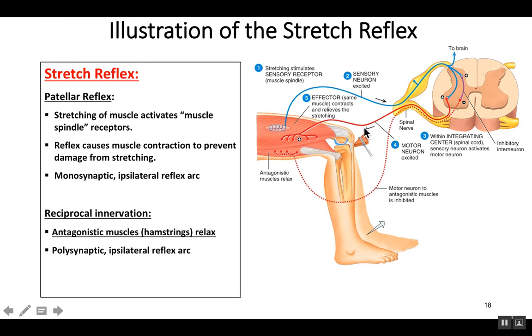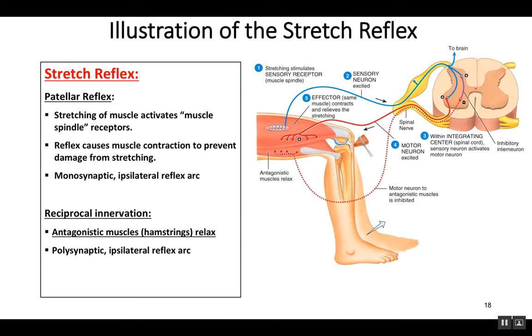So let's look at one that we're all familiar with. We probably all remember being tapped at our patellar ligament using this little mallet. And our leg jerked a little bit. This reflex is an example of a stretch reflex. So what are stretch reflexes? Well, when muscles stretch too much, that could cause damage. So a stretch reflex is actually protecting a muscle from damage due to overstretching.